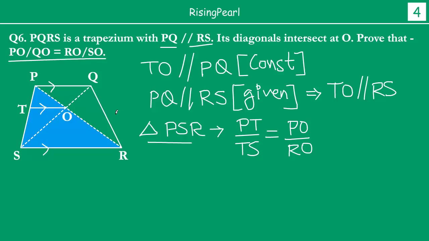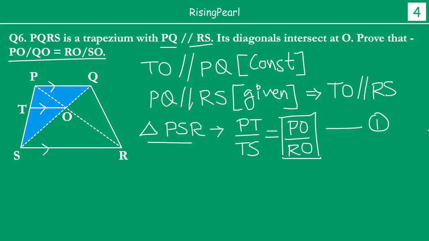So if you notice, friends, here I have got the ratio of one of the diagonals. So PO by RO is my ratio of one of the diagonals, right? And I am expressing that in terms of PT by TS. Let's call this equation condition 1.